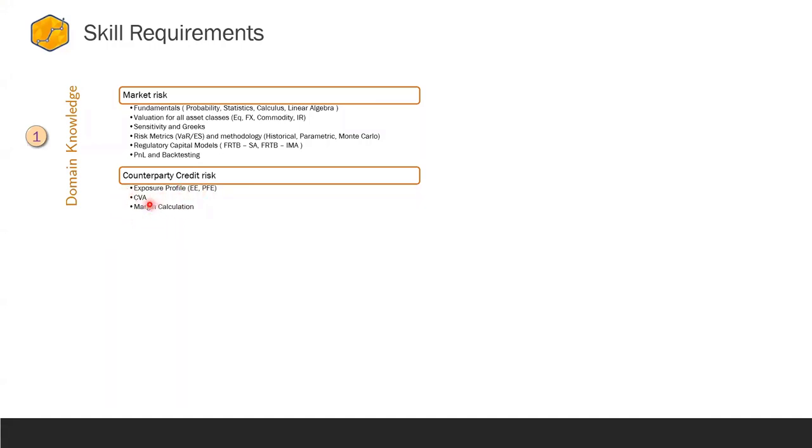And CVA, remember we saw this word in one of the job descriptions. CVA stands for credit value adjustment. That's also a quantitative metric that we need to calculate. A lot of jobs are there in CVA. I don't have to justify again and again; feel free to go to LinkedIn or any other job website and look at the jobs that are open in market risk and counterparty credit risk. These are hot areas today.